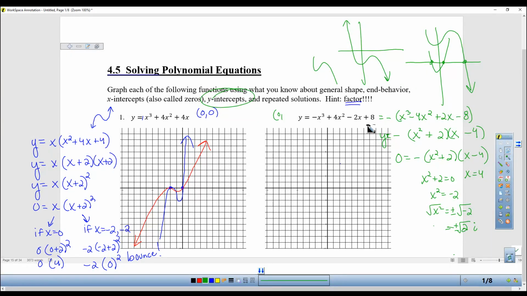So in this case, when x is 0, y is 8. So always plot your y-intercept. And I know that it crosses at 4. 1, 2, 3, 4. So how you draw exactly from there, I'm not really sure. But oops, I kind of missed that, didn't I? There we go. But as long as you've plotted the y-intercept, you've shown its cubic shape, you've plotted the 1 x-intercept that you know, you're good to go. Okay?